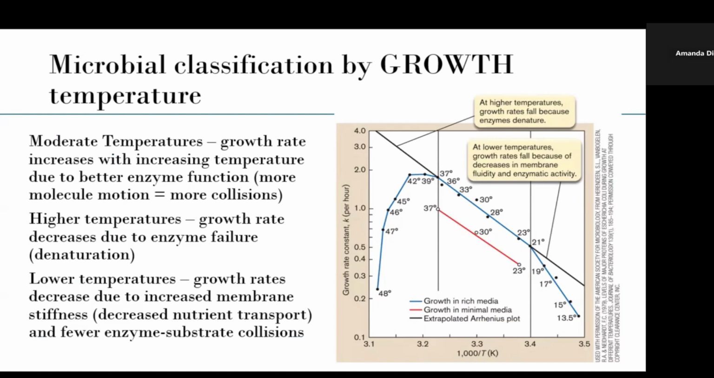So at lower temperatures, the functionality of your enzyme is not at your growth rate. So you're not growing well. This is partially because at low temperatures, your membrane is stiffer, so you can't get as many nutrients in. And you also have fewer enzyme substrate collisions. Everything temperature-based means, are my molecules vibrating fast or are they vibrating slow? The slower things vibrate, the less they're going to move around, the fewer collisions there's going to be.